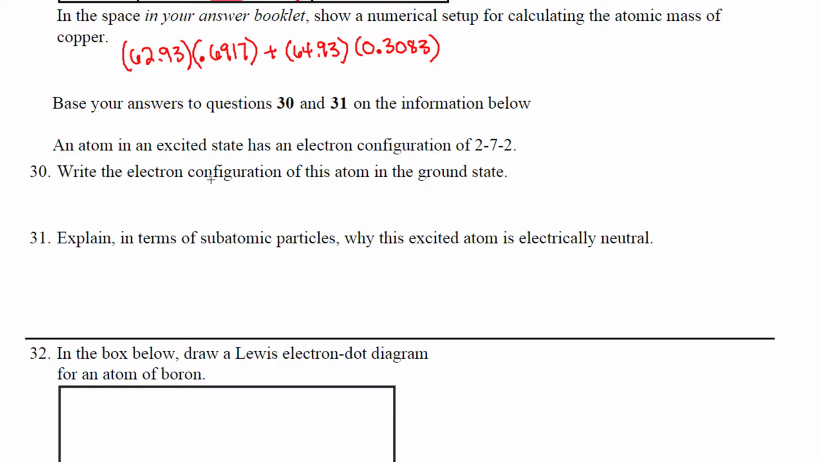Let's go to question 30. And 31, they both refer back to the same information. An atom in an excited state has an electron configuration of 2-7-2. It says write the electron configuration of this atom in the ground state. I'll give you a moment to do that.